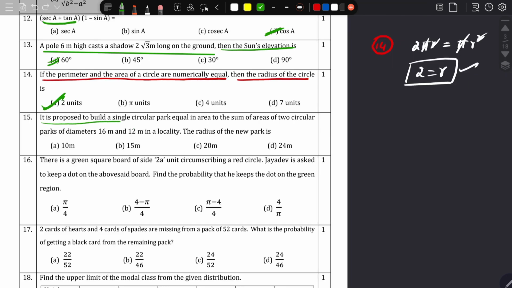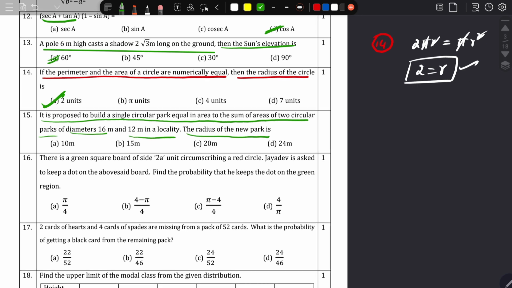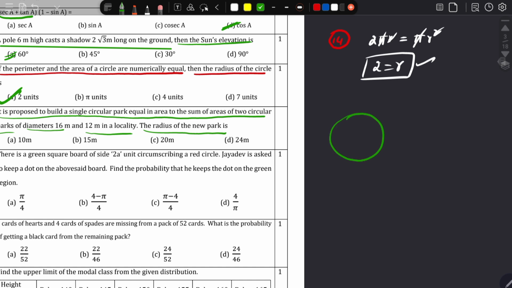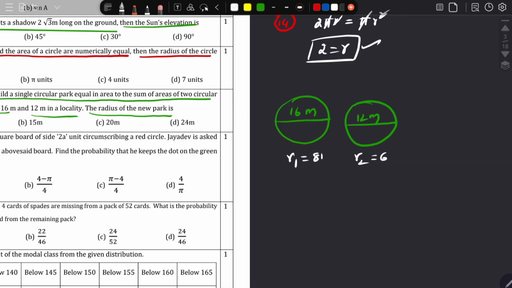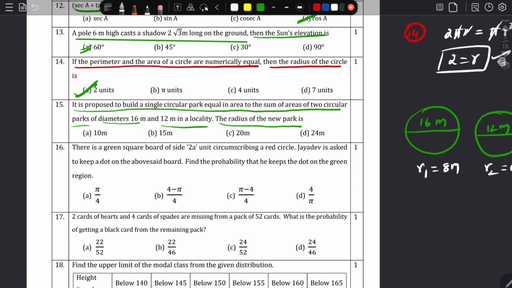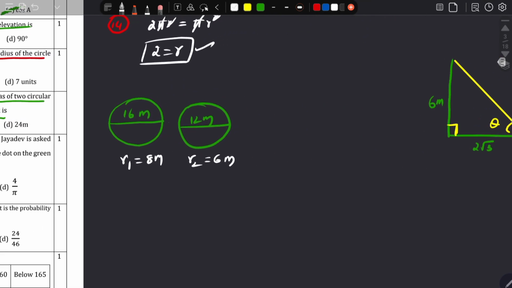It is proposed to build a single circular park equal in area to the sum of the areas of two circular parks of diameters 16 meters and 12 meters in a locality. Find the radius of the new park. Given two circular parks, one having a diameter of 16 meters, and another circular park having 12 meters. These are both diameters. So r1 is equal to 8 meters and r2 is equal to 6 meters. And we need to build a new park which is equal to the sum of the areas of both.